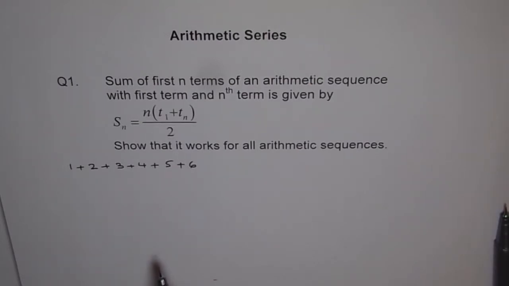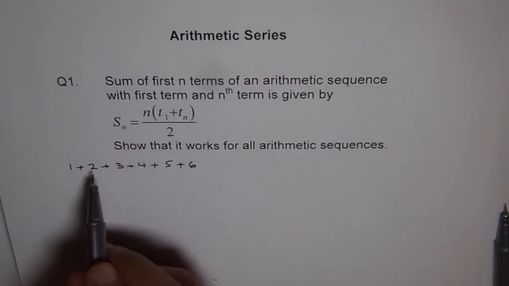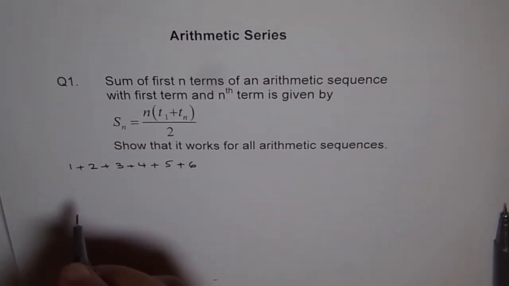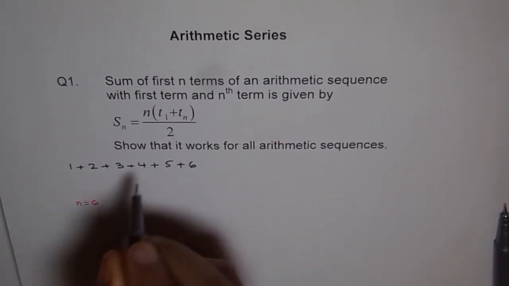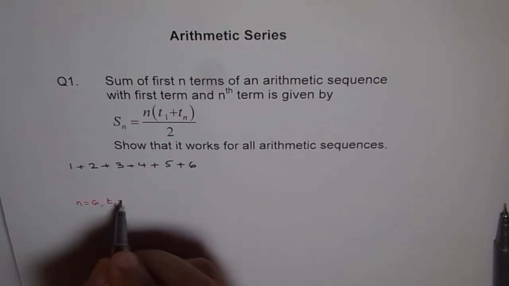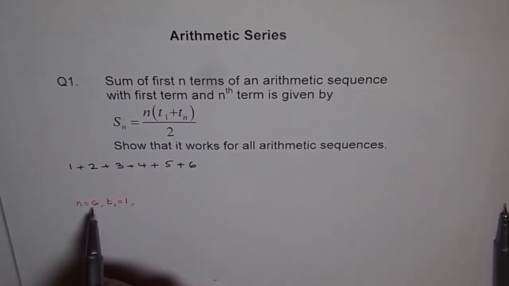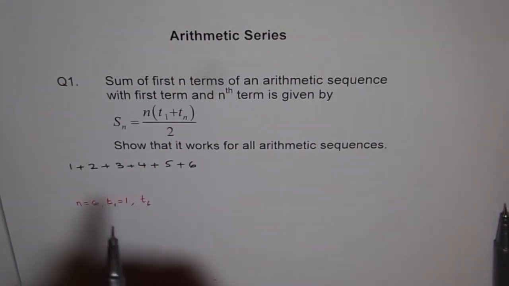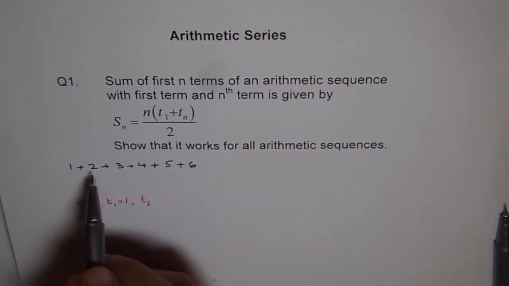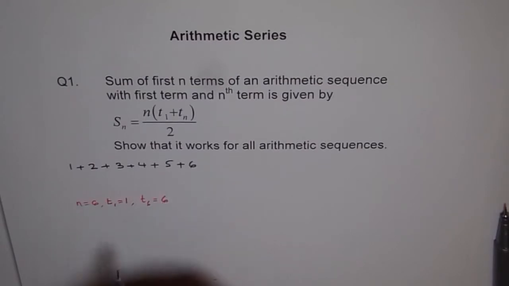Then as per the formula, the number of terms is n, which is 1, 2, 3, 4, 5, 6. So we say n equals 6. Now what is t1, term number 1? t1 is 1. What is tn? Since n is 6, we can write this as t6, term number 6. Term number 6 in this case is also 6.